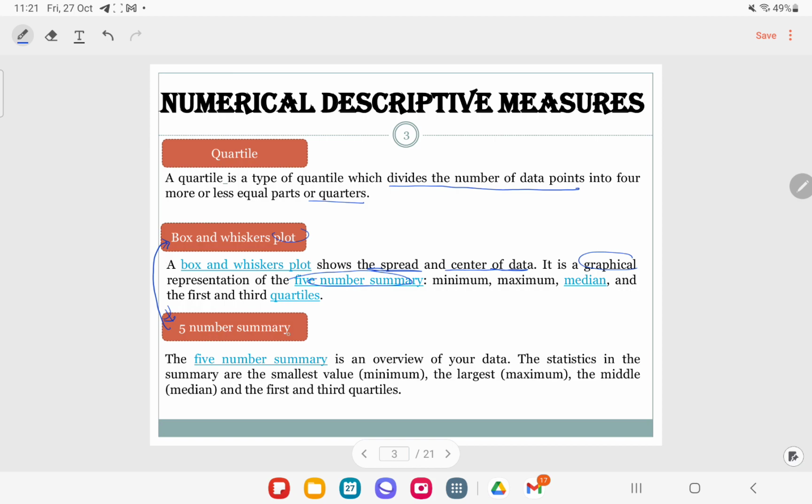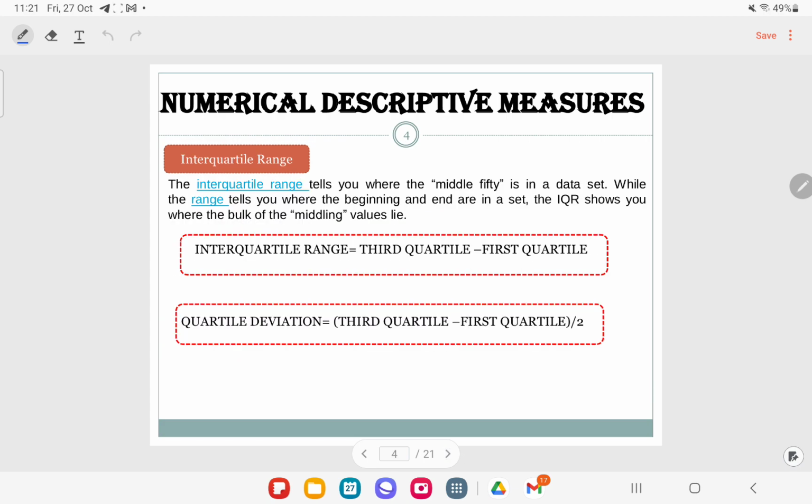So basically, these two measures are linked to each other. The five-number summary is an overview of your data. The statistics needed are the smallest value, the largest value in the data set, the median value, and the first and third quartile values. So we have the five-number summary.